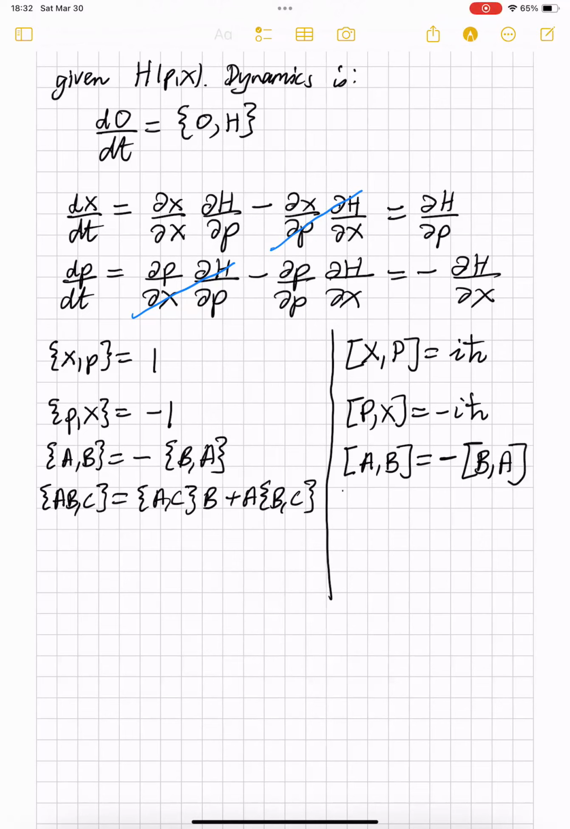And then also, remember the product rule that we derived. We said the commutator of AB with C is equal to, well, leave B alone. So we've got the commutator of A with C times B, and then plus, now leave A alone and calculate the commutator of B with C.